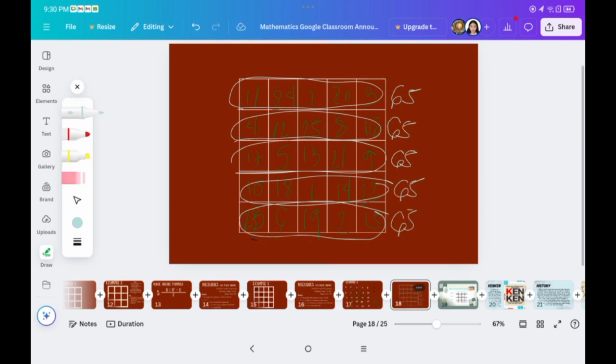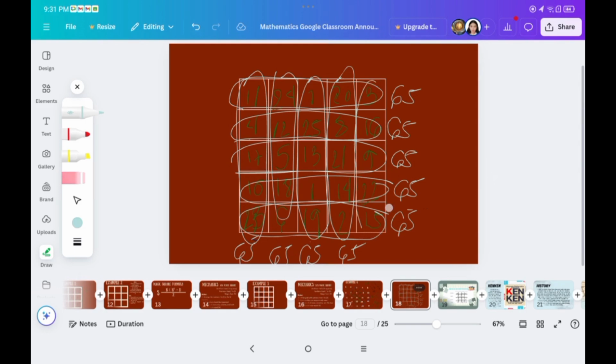Check naman natin ang 11 plus 14 plus 17 plus 10 plus 23 is 65. 24 plus 12 plus 5 plus 18 plus 6 is equal 65. 7 plus 25 plus 13 is also 65. 20 plus 8 plus 21 plus 14 plus 2 is 65. 3 plus 16 plus 9 plus 22 plus 15 is 65.